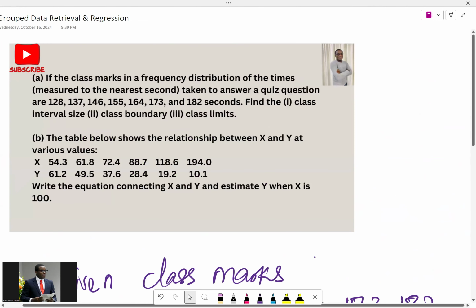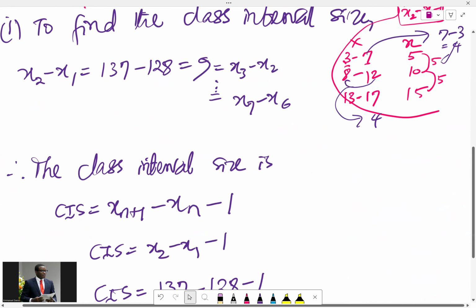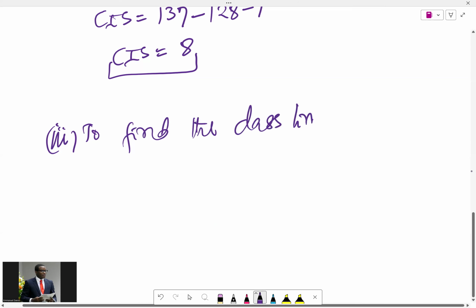Now let's talk about the class boundary. In fact, if you ask me, class limits should come before class boundary. So if you indulge me, I'll go to class limits first and say number 3, to find the class limits. Because once you know the class limit, you can find the class boundary. So to find the class limits, I believe that should come before the boundaries.